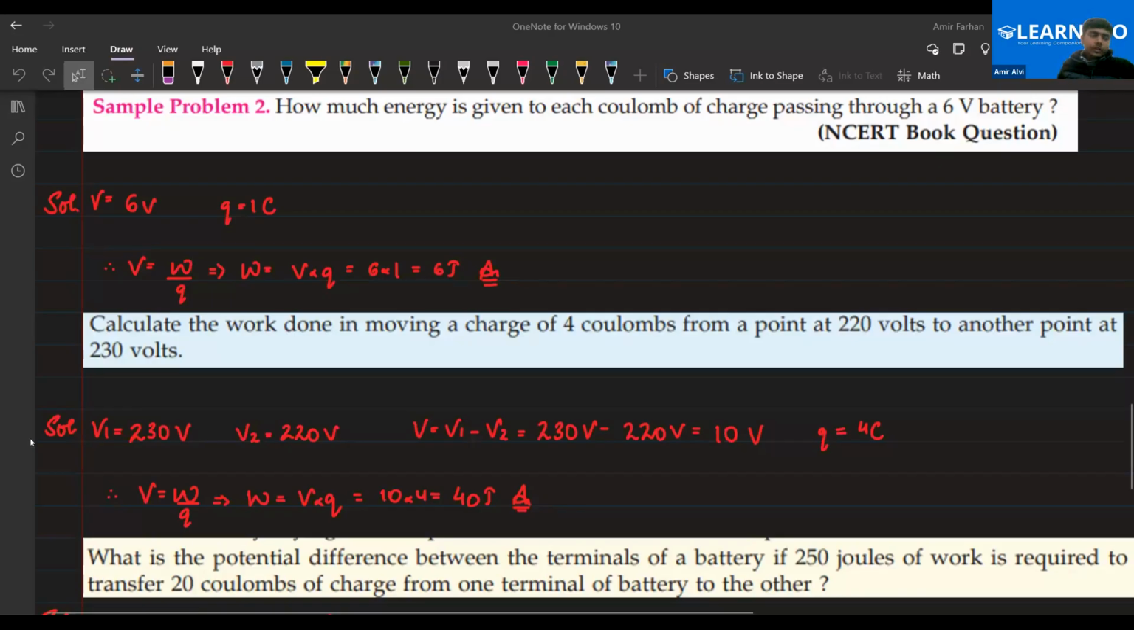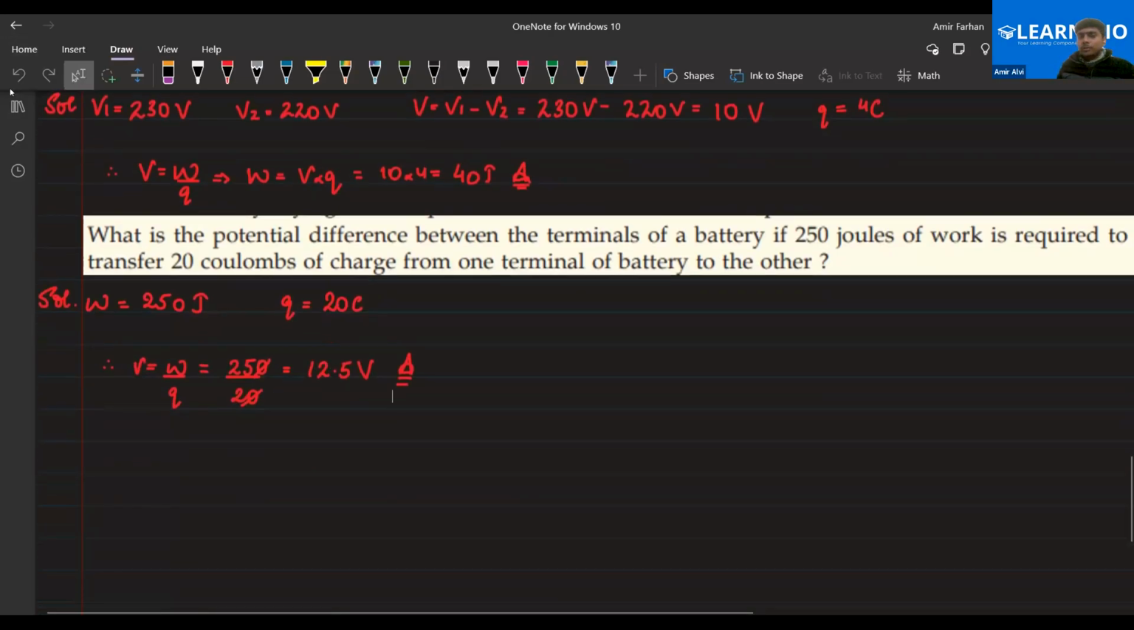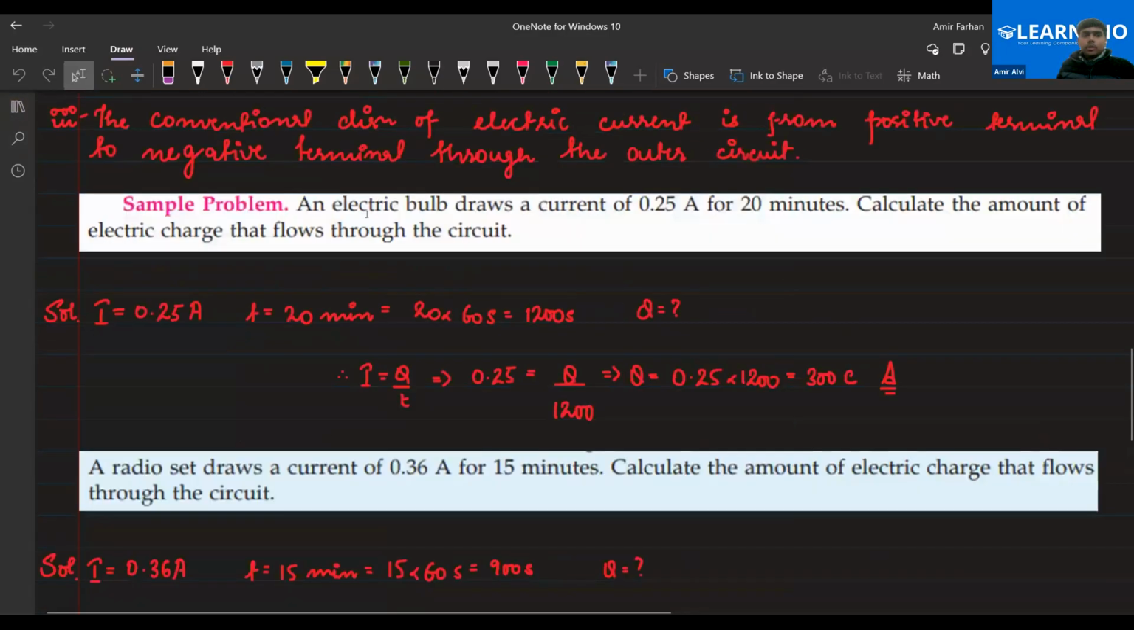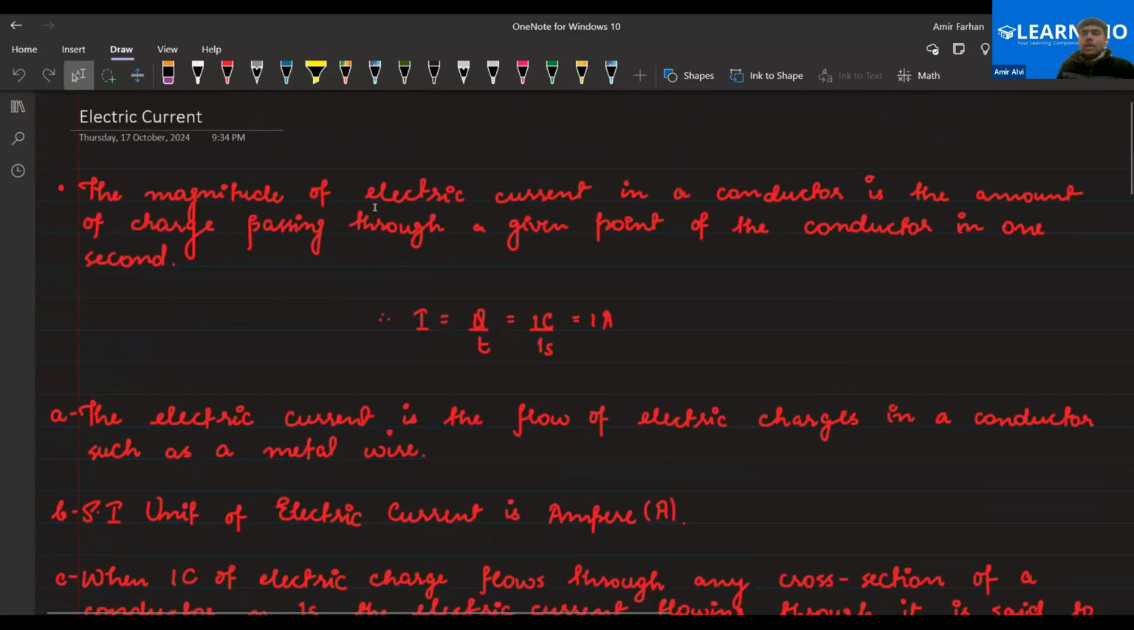Yeah, that's good. That is 12.5 volt. That's correct. Now let's start the next topic, electric current. Let's understand what it means. Electric current is the magnitude of electrons flowing through a circuit in unit time. In 1 second, how many electrons flow through it is the current. So I equals Q by t, that is 1 ampere.